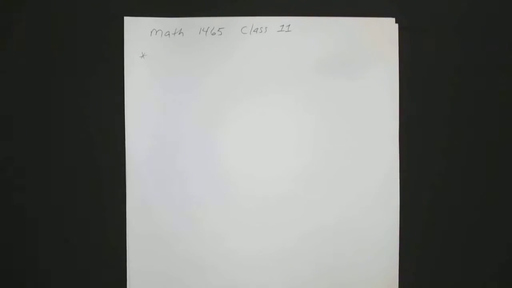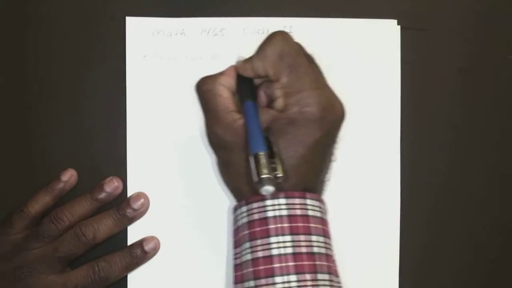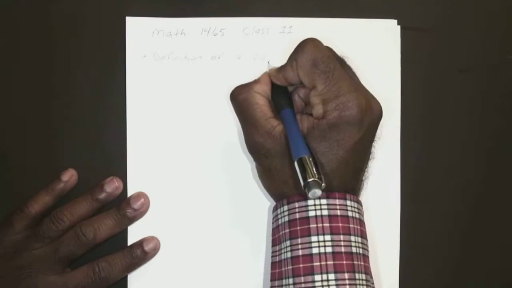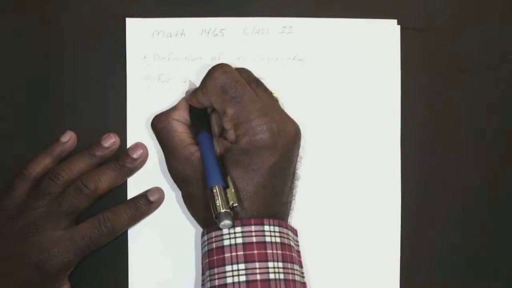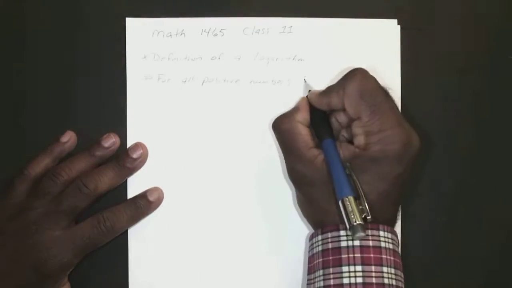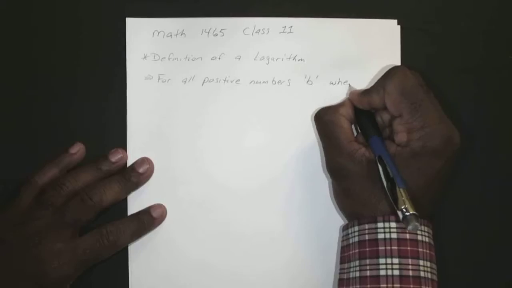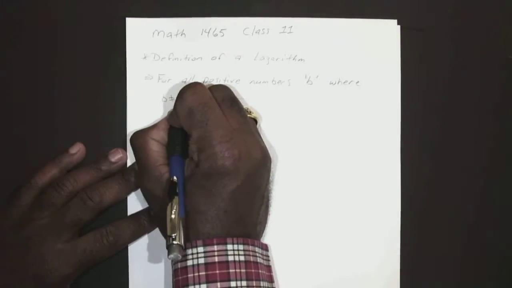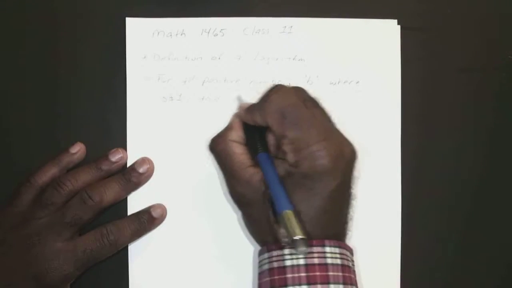We're going to go over the definition of a logarithm. So let's say for all positive numbers, and that'll be represented by the letter b, where we know that b doesn't equal 1 and some value of x is positive.